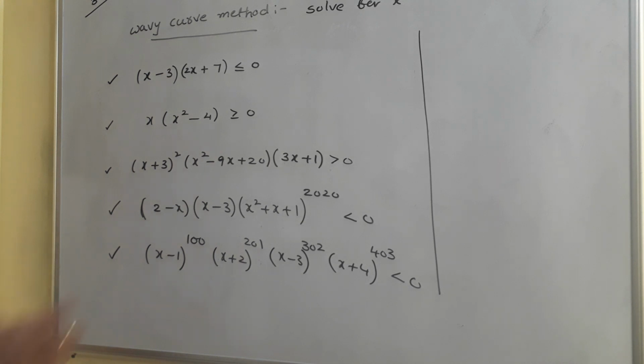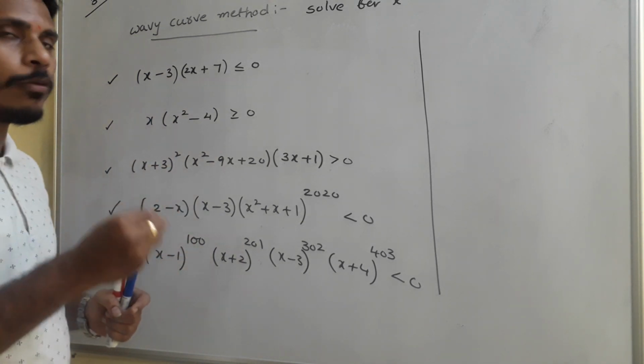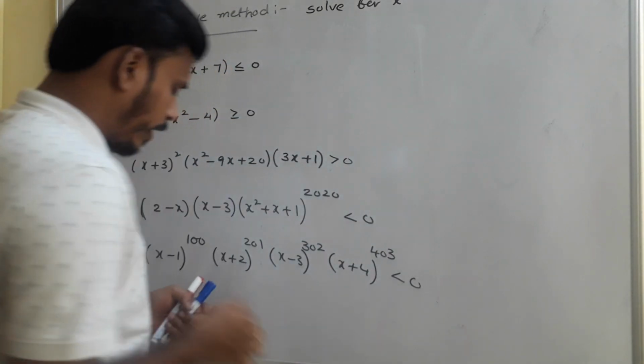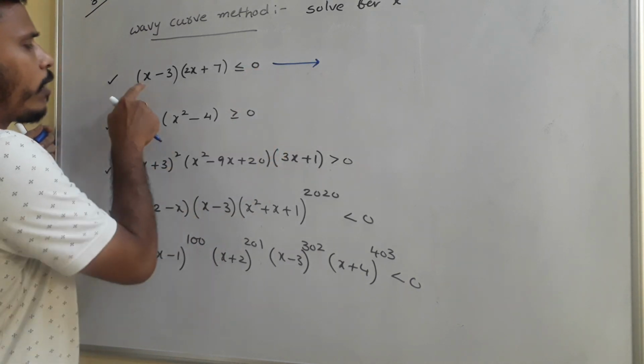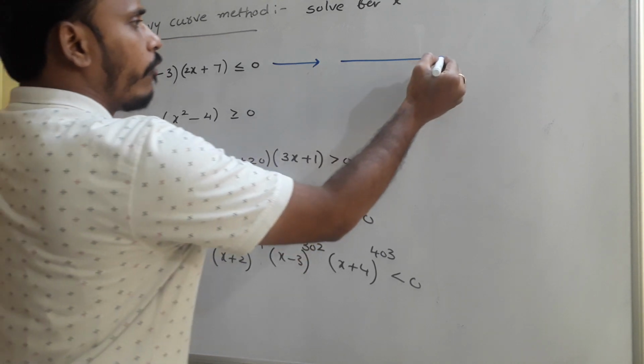So we need to solve these problems using the wave curve method. In the sense, first of all, we need to imagine the rough sketch. Coming to the first problem, it is the usual quadratic format: x minus 3 into 2x plus 7. Here again I am using the wave curve format.